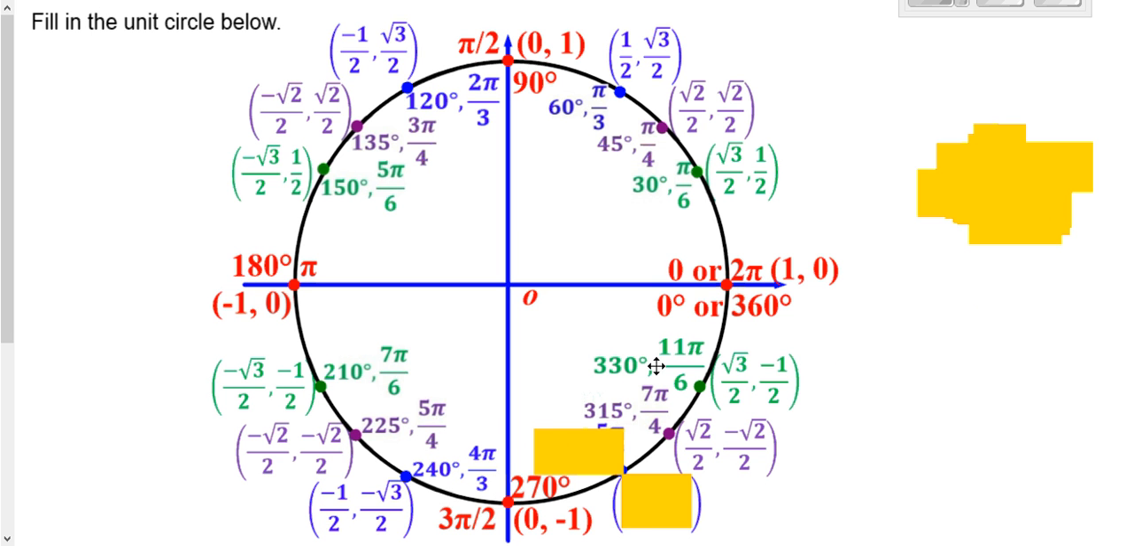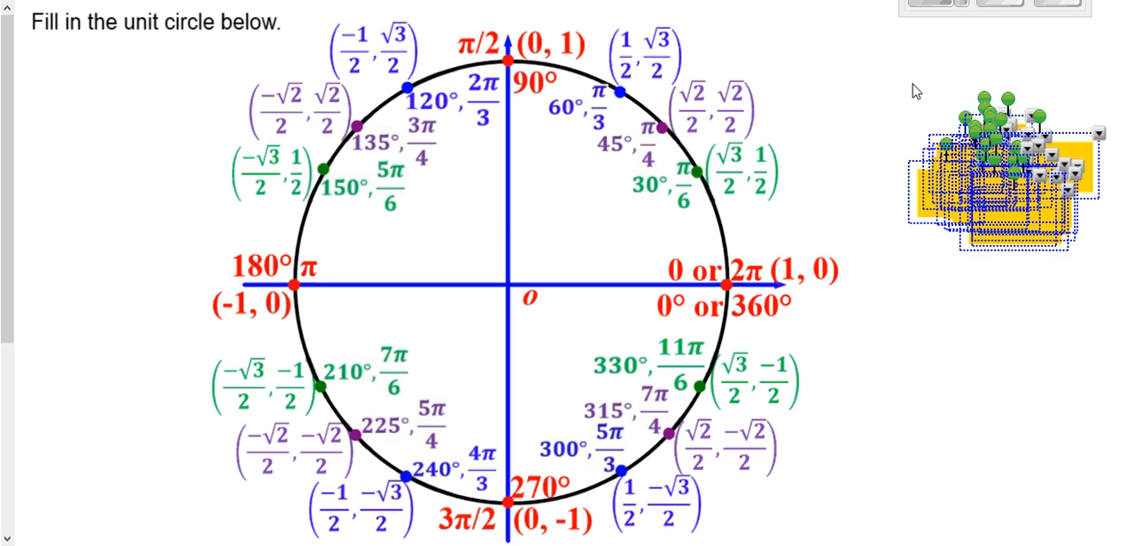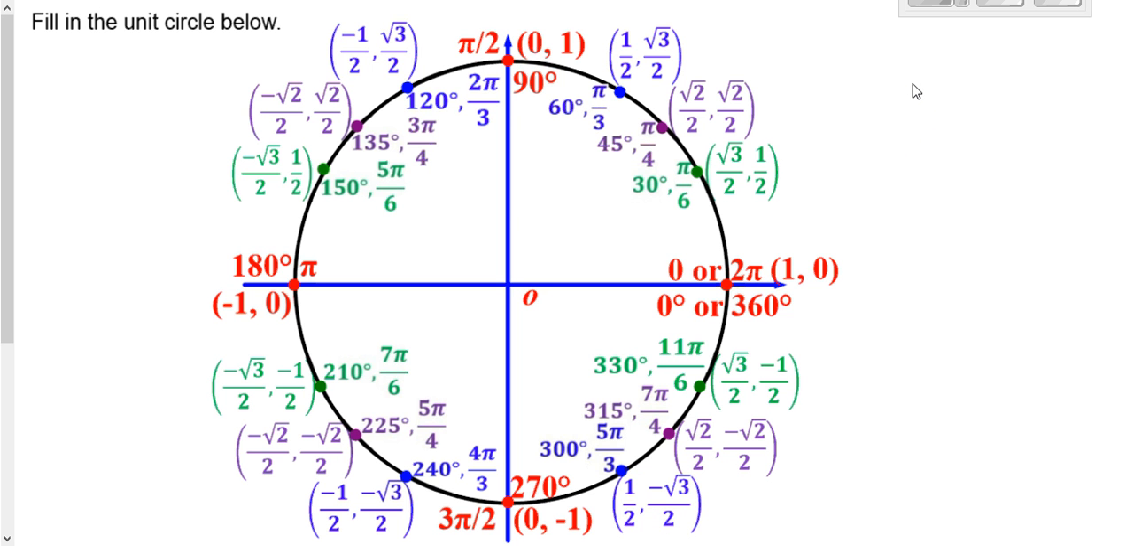Then you'd be 60 degrees back from 360 here, or you'd be 1/3 of a pi back from 2 pi, and then we have our coordinates. This is the unit circle. You're going to need to have all these coordinates memorized, and you're going to have all the angles memorized. There's lots of patterns that show up here for helping you memorize it, and you will end up having quizzes over this.